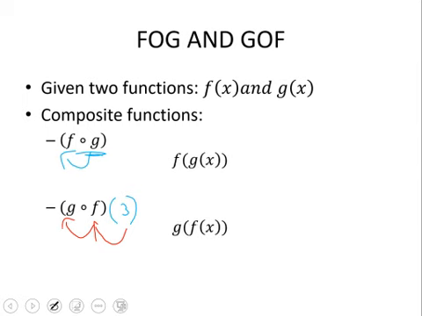This is what they look like if they weren't written with the little circles. You notice it's a little open circle. That means you're talking about "of." So f of g, g of f, instead of the multiplication, f times g and g times f.